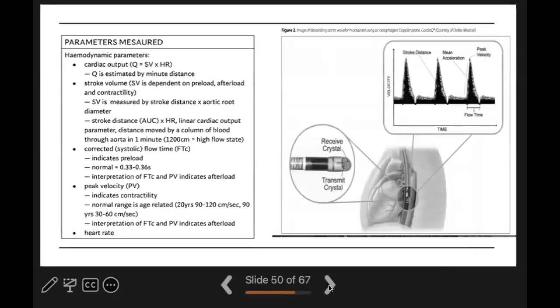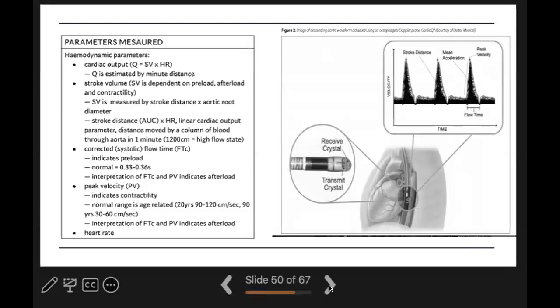What are all the parameters we are going to measure from the transesophageal echo? Number one is the cardiac output, which we already discussed, stroke volume into heart rate. You're going to assess the stroke volume using the VTI as well as the left ventricular outflow tract cross-sectional area, and you're going to multiply it with the heart rate. That is the first parameter. It can also detect the stroke volume, which we discussed with the formula.